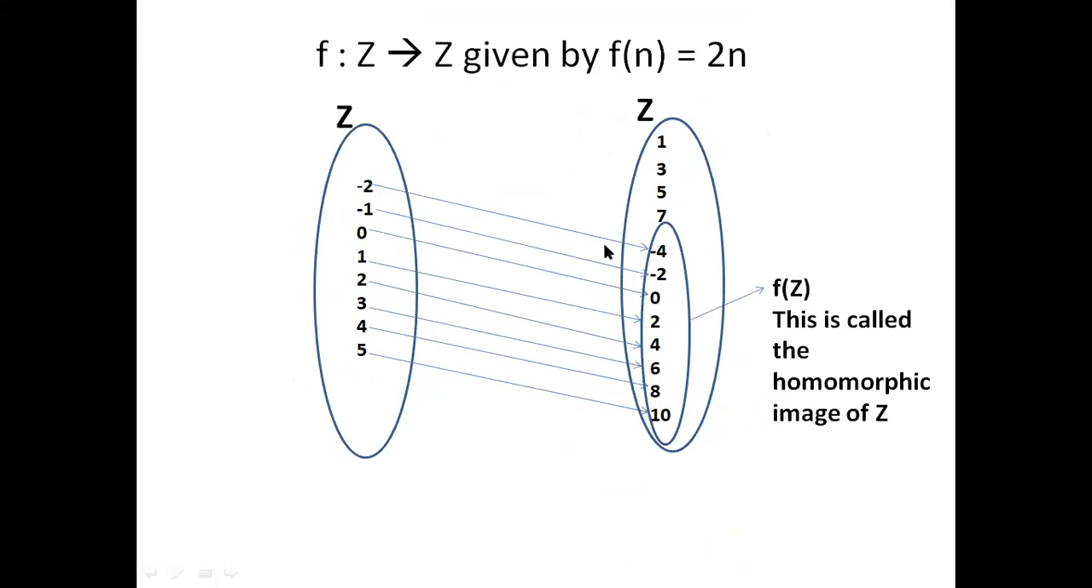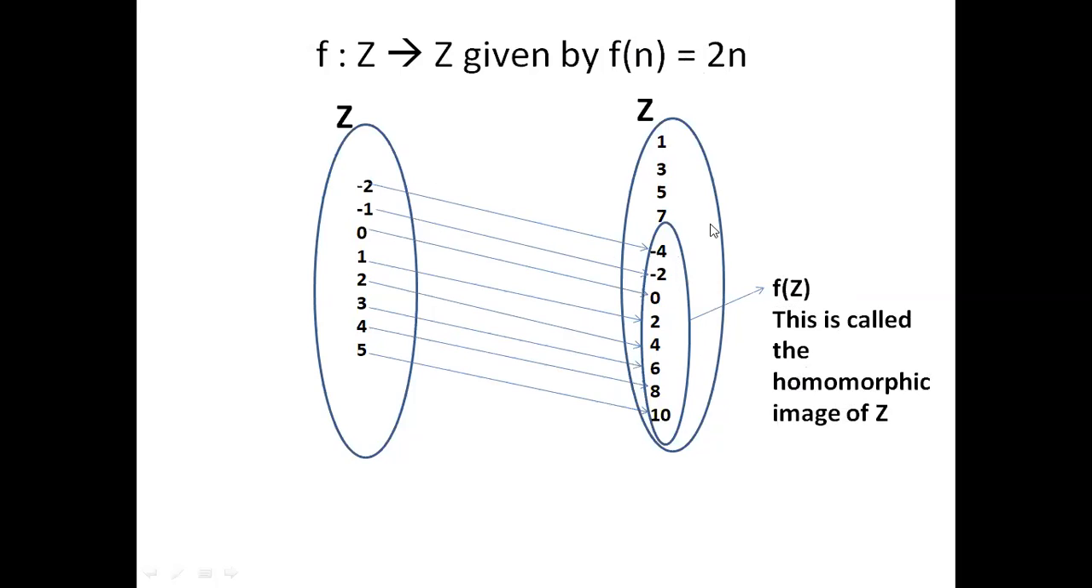Suppose you have an example, f from Z to Z, a function given by f of n is equal to 2n. So these elements are mapped to even integers. This set is f of Z. All those images you call f of Z, and this f of Z is called the homomorphic image of Z, under the condition that f is a homomorphism.